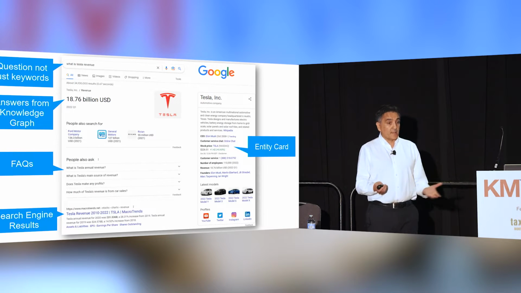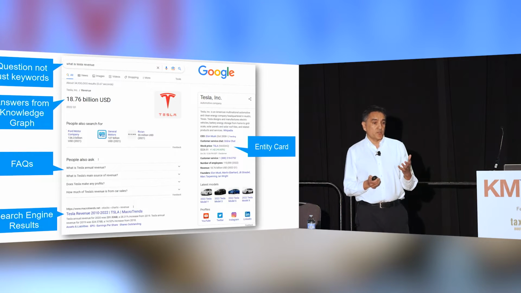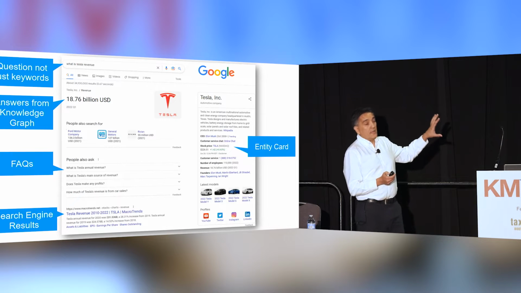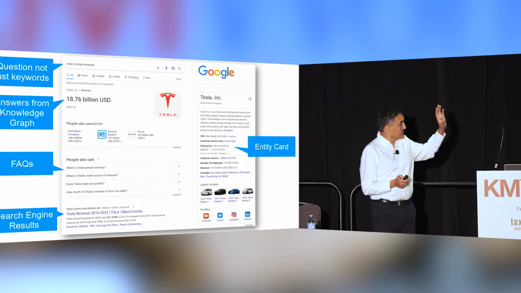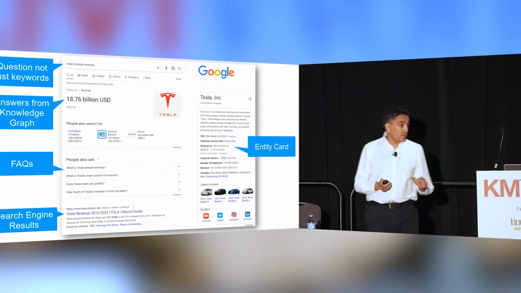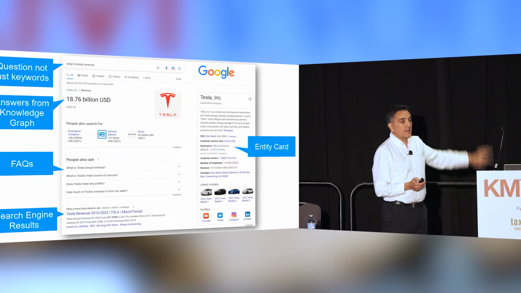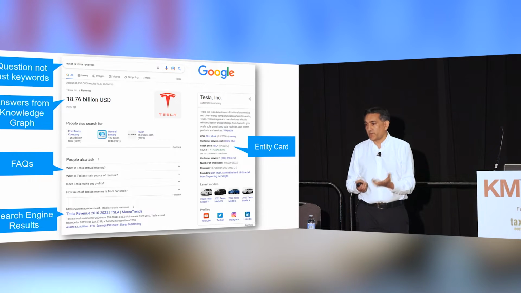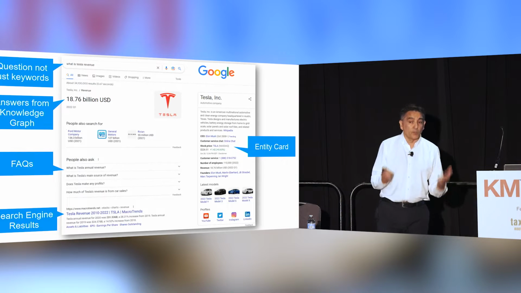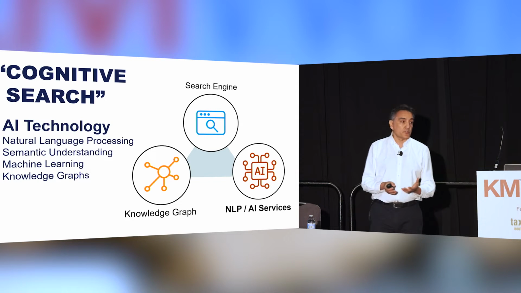Today, people are asking questions. So in this example, what is Tesla's revenue? We're asking questions, not just typing in keywords. And we're getting answers. We're getting answers from a knowledge graph. We're getting information on the entity card that's also coming from a knowledge graph. Of course, we have the search results. But in the middle, you're getting things like featured snippets and frequently asked questions, which is coming from a whole different technology. So there's multiple things going on here when you do a simple Google search.